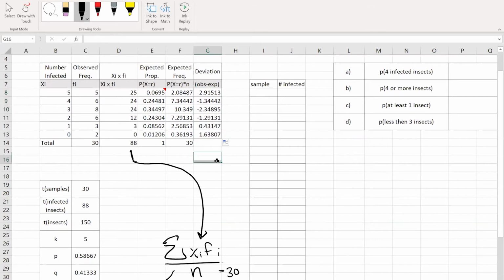So we can drag this down, and this just really shows us that if all of these values are close to 0, it means our observed frequency is pretty close to our expected frequency, which is good, and that the data roughly fits a binomial distribution or fits it better.